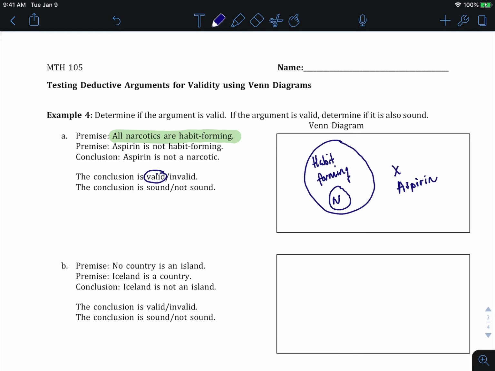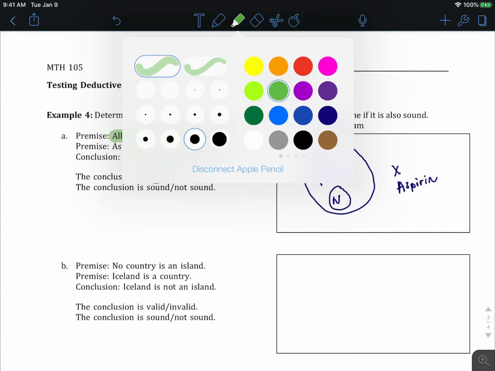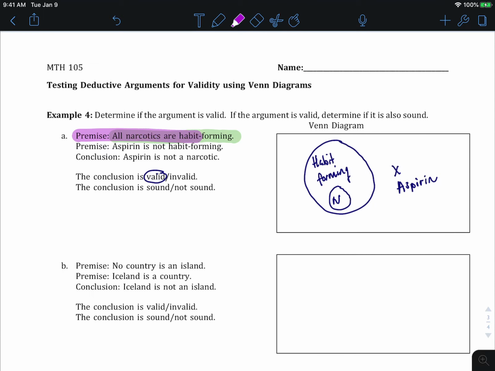Now, is it sound or not sound? Well, that's based off of if this is true and this is true. Now, if you're tested on this, I'll give you things that you know information about, because some of us might not know this. But actually, both of these premises are true, okay? So that's why it is sound. And I'll just write down here for your notes, because both premises are true.